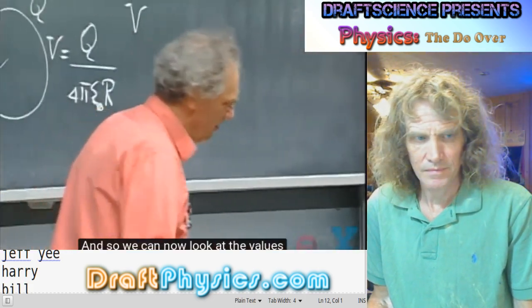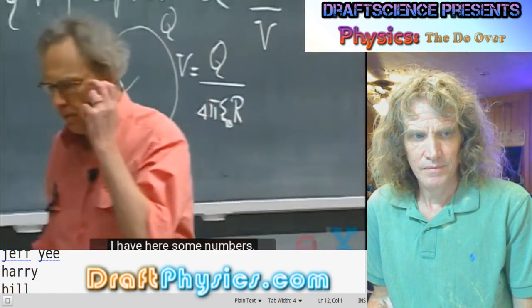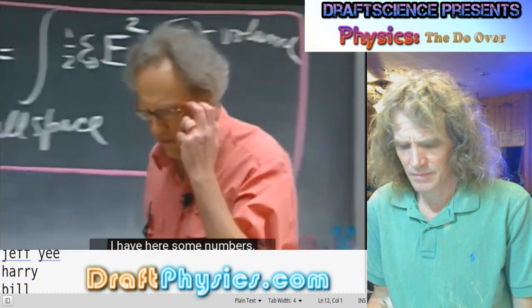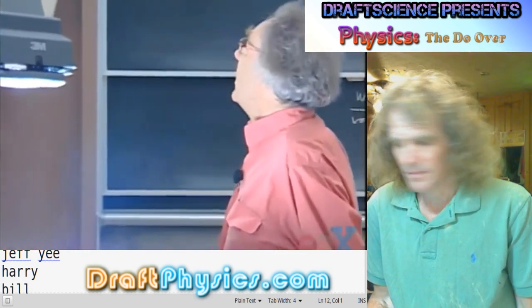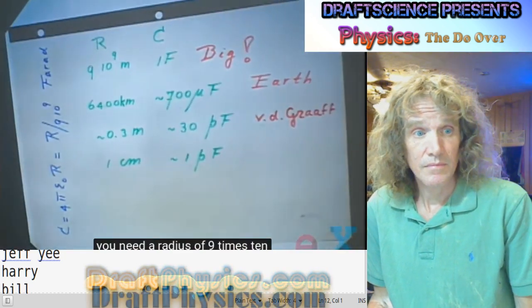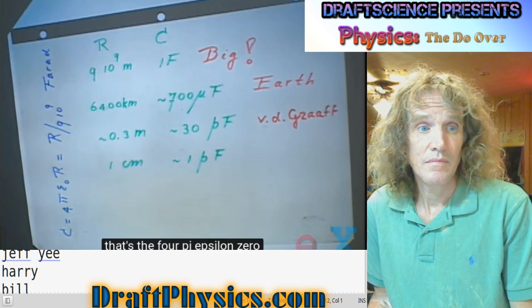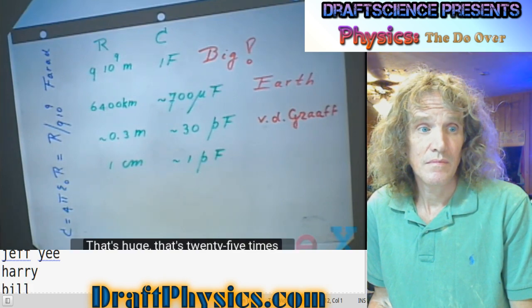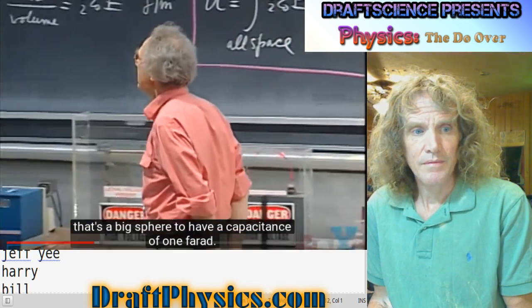And so we can now look at the values as a function of R. I have here some numbers. I calculated it for the Van de Graaff, and I calculated it for the Earth. If you want 1 farad capacitance, that's a real biggie. You need a radius of 9 times 10 to the 9 meters. That's the 4 pi epsilon 0 that comes in there. That's huge. That's 25 times the distance from the Earth to the Moon. That's a big sphere to have a capacitance of 1 farad.